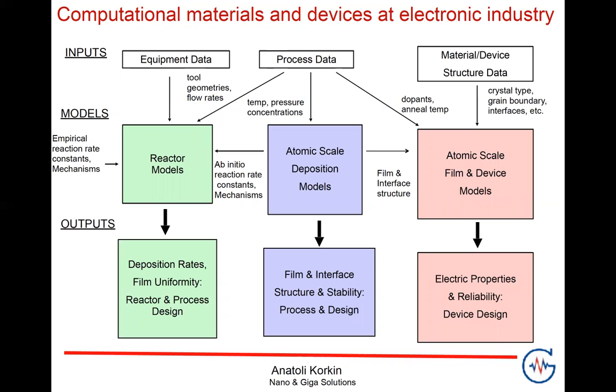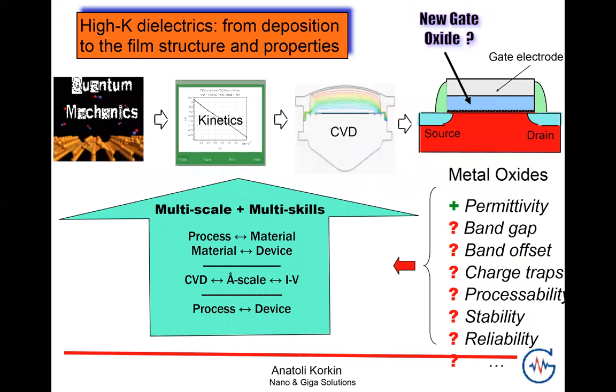Also structure and stability in a system of process design. As far as the properties, so it was different electric properties and reliability type outcome. So here's a general scheme of our modeling flow, starting from quantum mechanics, moving toward kinetics calculation, and then modeling the CVD type reactors.